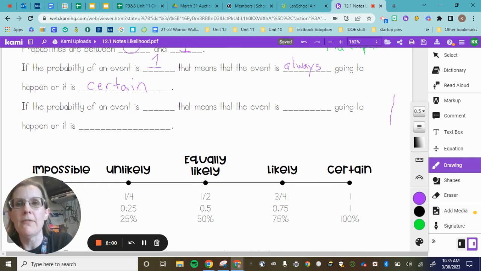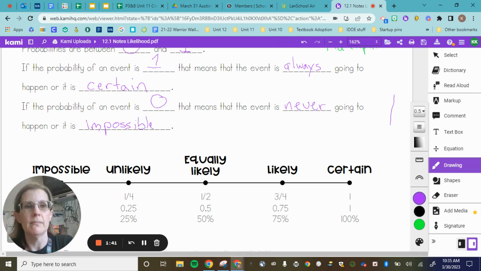If a probability is always going to happen, the vocab word is that it is certain. But the opposite of that, if the probability is 0, then that event will never happen. And that is impossible. There are other words that mean certain or impossible, but in probability, certain and impossible are the two that we work with. And then there's in between.